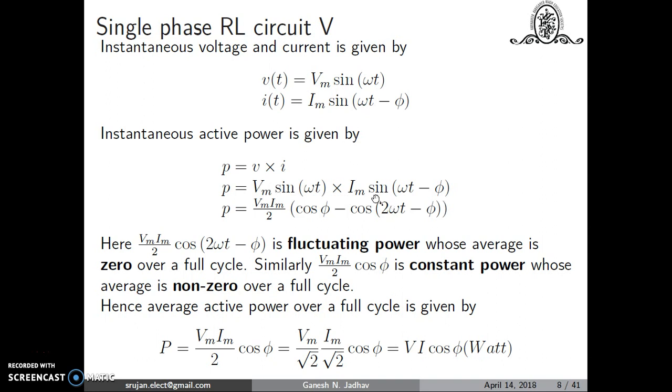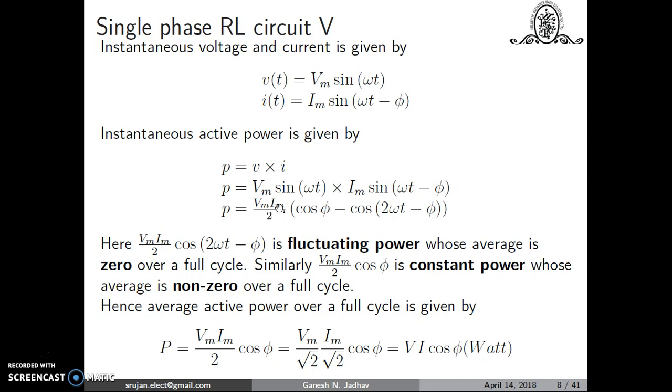Taking Vm Im as common, sin A into sin B can be written as [cos(A minus B) minus cos(A plus B)] divided by 2. Here A minus B gives omega t minus (omega t minus phi), that is cos phi, and A plus B divided by 2 gives cos(2 omega t minus phi). So we get Vm Im by 2, where the 2 is due to this formula.